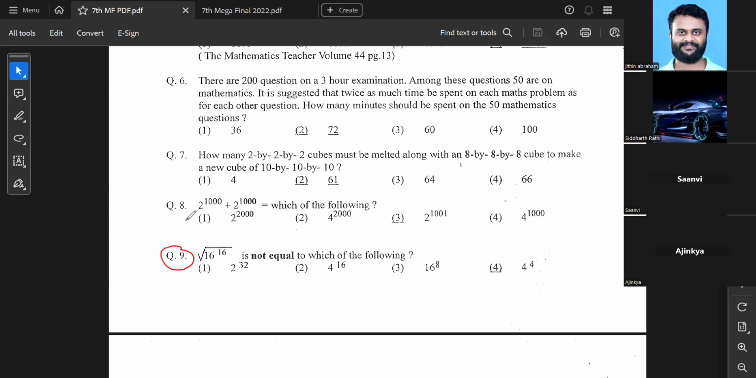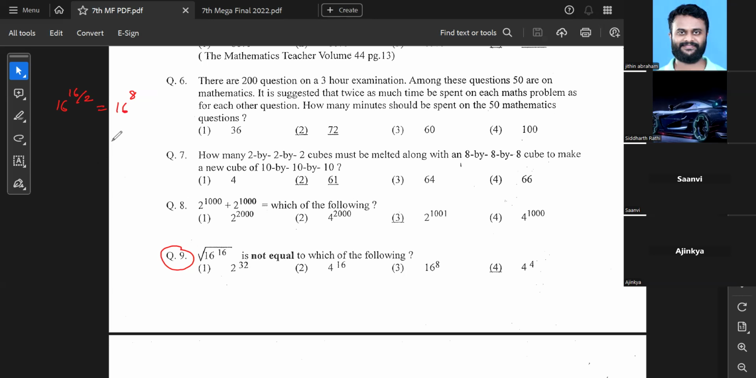Let's go for the ninth one, dear children. Ninth question. 16 raised to 16's square root is not equal to which of the following? Let's see. First of all, let's understand what is 16 raised to 16 ka square root. You know that square root means divided by 2. So that is basically 16 raised to 8. Simple logic.